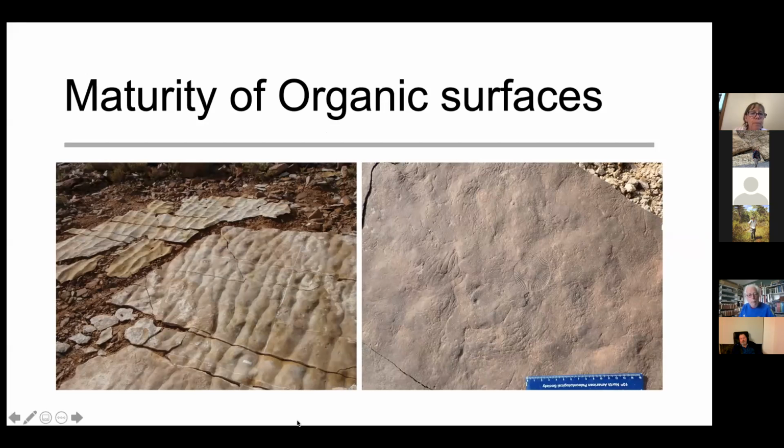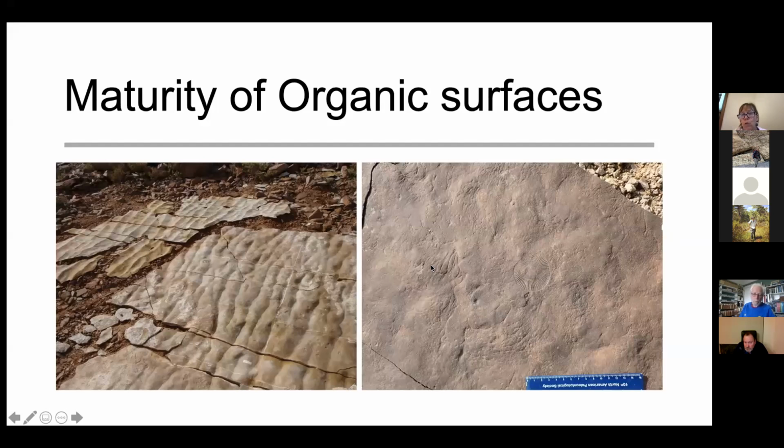So for example, on the left, just to orient you, remember, we're looking at the base of beds. So this is the base of a bed. You can see a Dickinsonia. So this sandstone cast the surface below and cast both the Dickinsonia and the organic mat. You can see some evidence of wrinkles, but they're largely muted. You can see the mat is a little bit variable. It's quite mature, these kinds of structures.